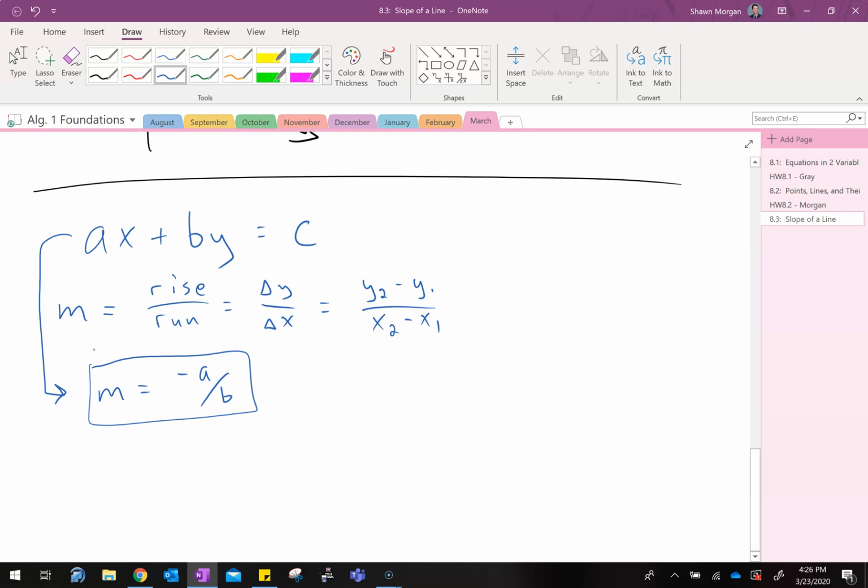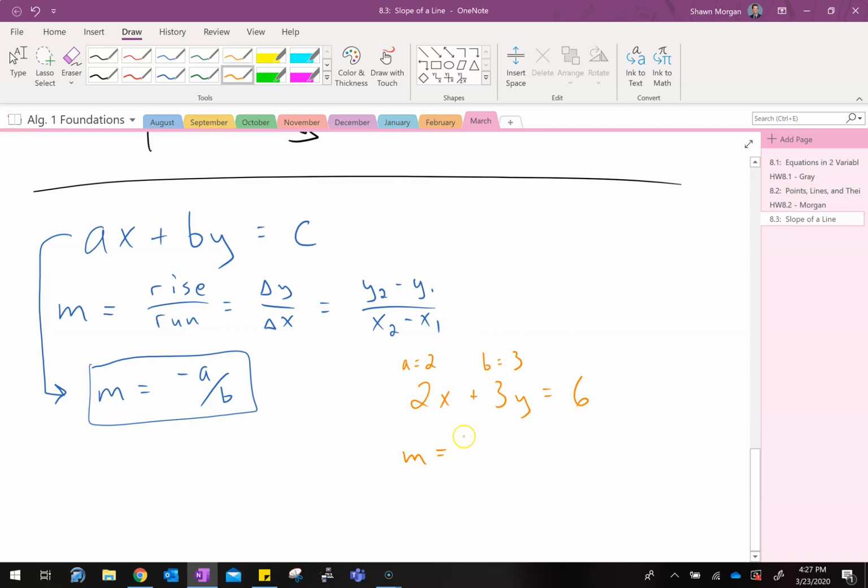This would be something interesting to commit to memory for those of you that have a good memory. If you have a line where you know its equation in standard form, so for example 2x plus 3y equals 6, you could very easily determine the slope of that line. So I would say that m equals, all right, now identifying my a value means what is the coefficient in front of x? So in this case, a is 2. Identifying b tells me to look for the coefficient in front of y, so b is 3.